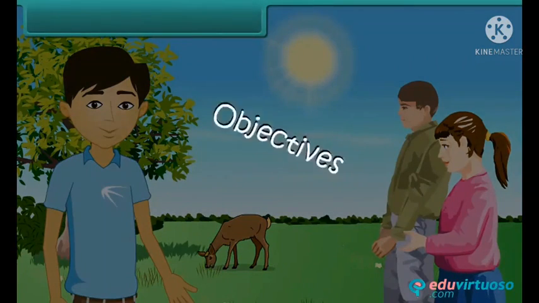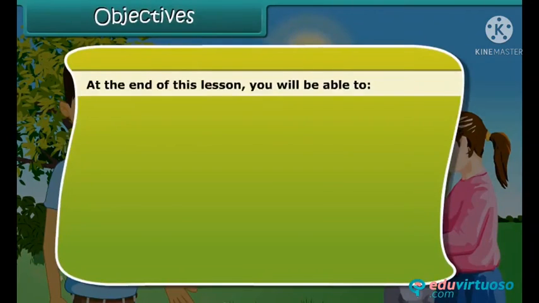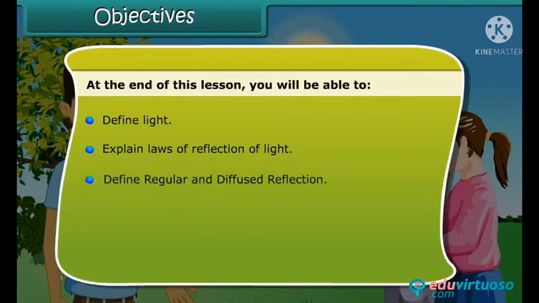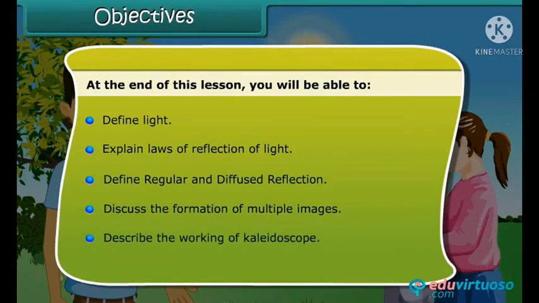Objectives. At the end of this lesson, you'll be able to define light, explain laws of reflection of light, define regular and diffused reflection, discuss the formation of multiple images, describe the working of kaleidoscope.